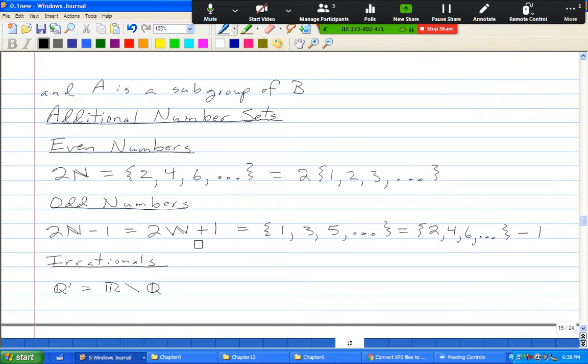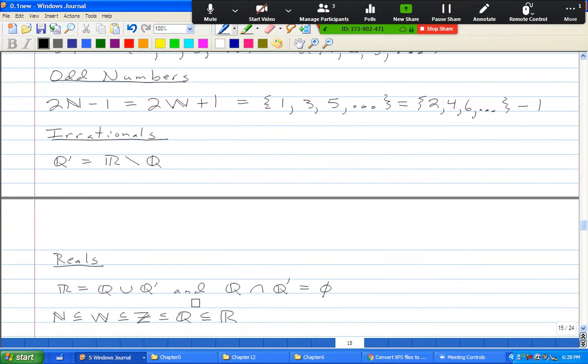The irrational numbers is just the real numbers take away the rational numbers. The real numbers can be thought of as the rational numbers union the irrational numbers. Note that the rational numbers intersect the irrational numbers is the empty set. So the real numbers is a direct sum of the rational numbers and the irrational numbers.